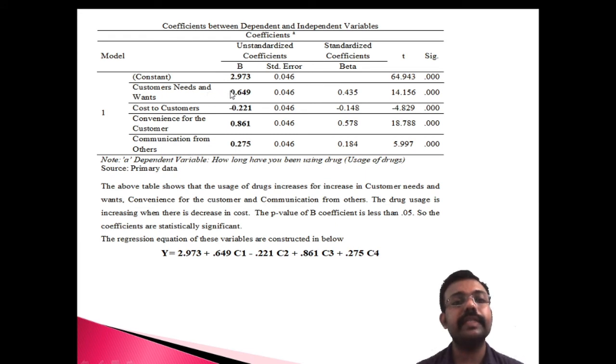And the customer needs and wants, the cost to the consumers, convenience, communication, these are the important variables relating with your study. These are the independent variables, and the dependent variable is the usage.